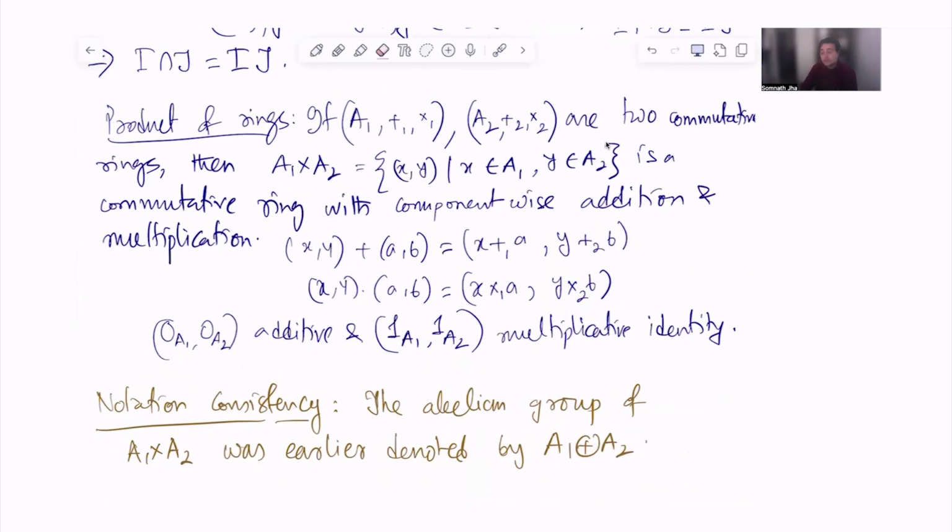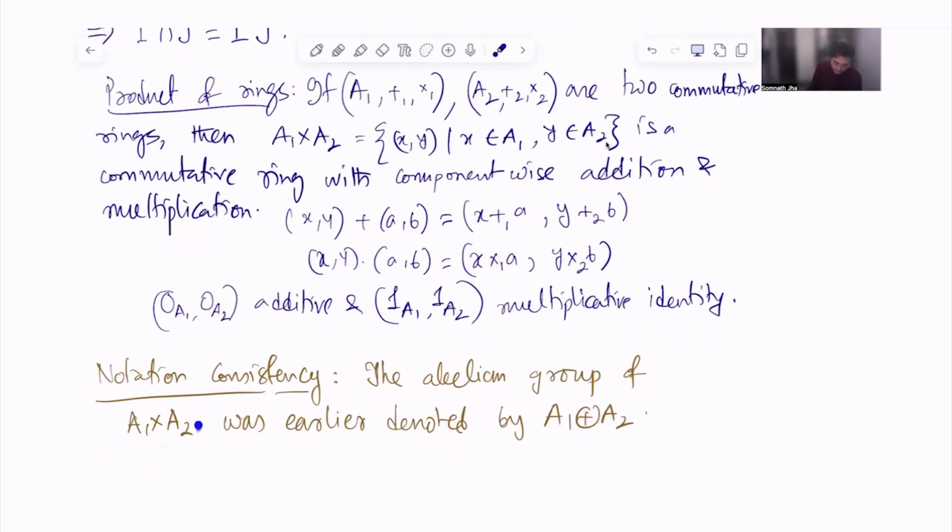The definition is exactly the same. I'm using two notations because generally for abelian groups this notation is used, and generally for rings this notation is used, and there is some reason for it. If you extend it to infinitely many rings or abelian groups, these two things could be different.